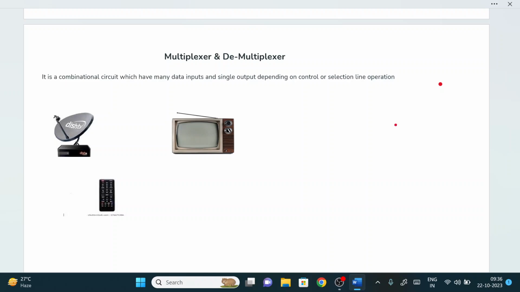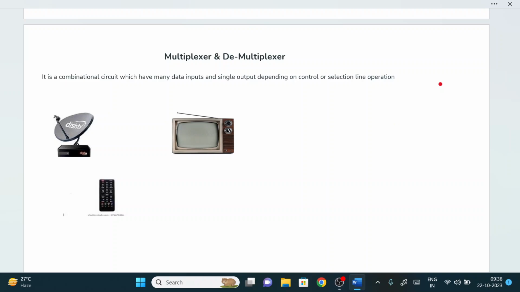So what does a multiplexer mean? It is a combinational logic circuit which has many data inputs and it will produce only a single output at a point of time, right? That depends on the control or selection line operation.